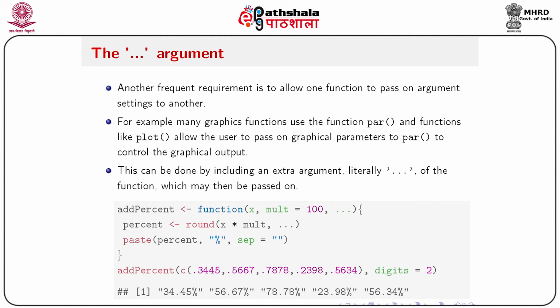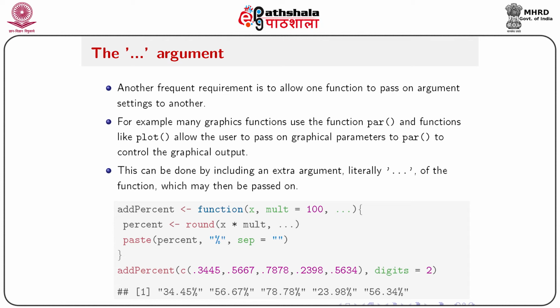Another important part is the triple dot argument. The triple dot argument is very useful. Another frequent requirement is to allow one function to pass argument settings to another. So that's why it's very, very important. You can use any function within a nested structure, and the hosting function can be defined in such a way that it will allow the arguments of the other functions that are there in the nested structure.